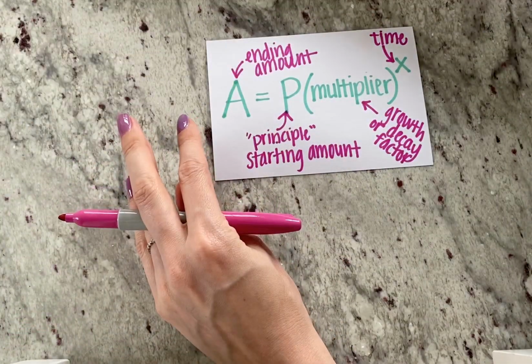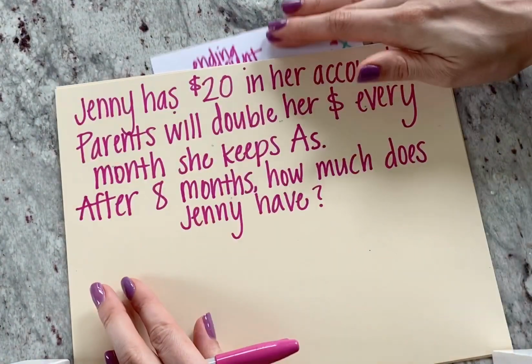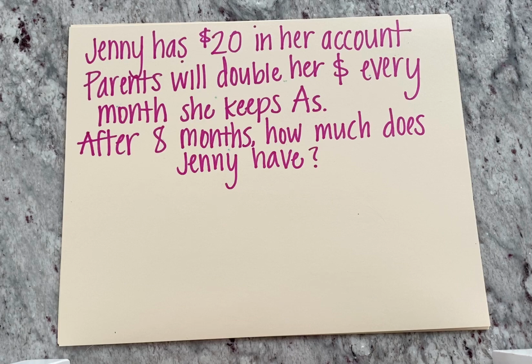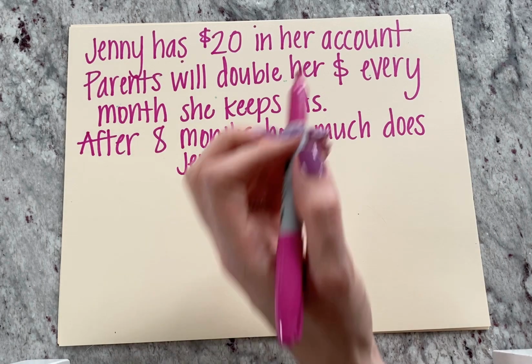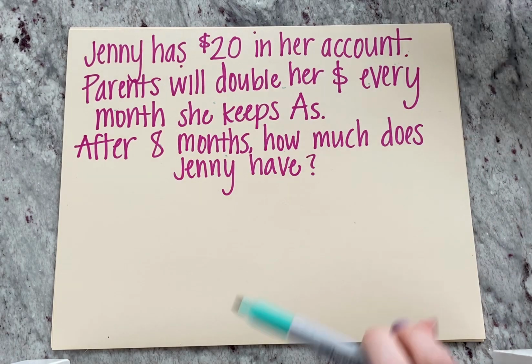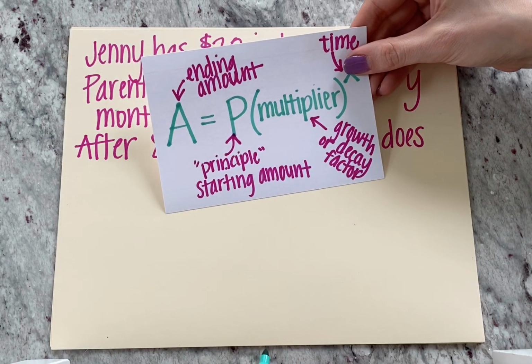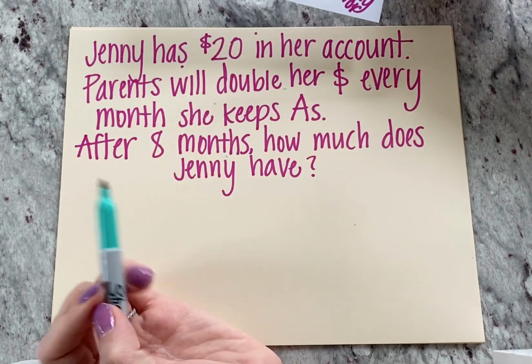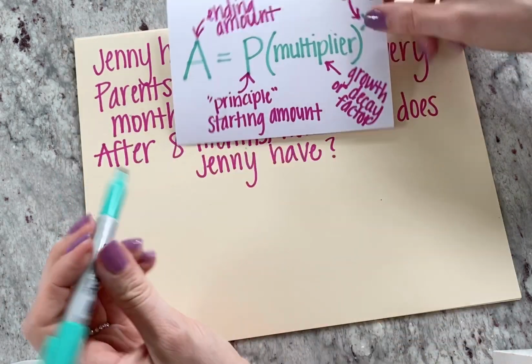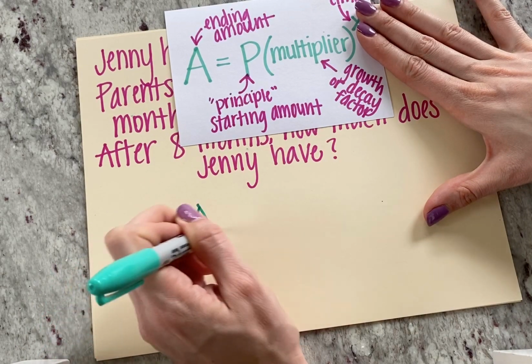And lastly, we're going to try 2 quick word problems to get us introduced with this. Jenny has $20 in her account. Her parents are going to double her money every month that she keeps A's. After 8 months, how much money does Jenny have? So when we look at this equation, we're going to plug everything in. The ending amount, it says after 8 months, how much does she have? So we want to know the ending amount. We don't know that yet.